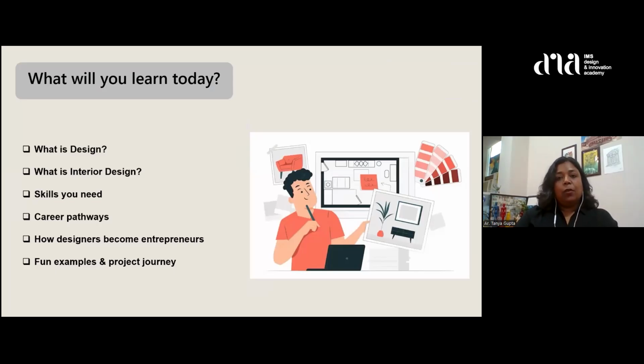So you will go through what design is, what interior design is about, what skills anyone needs for any design course, and specifically interior design. What are the various career paths? Then how designers become entrepreneurs. Every design leads to some business setup as well. So same is with interior design also. And then some examples, some visuals to have better clarity. And what is the journey of any project, any design, just through some examples and case studies.